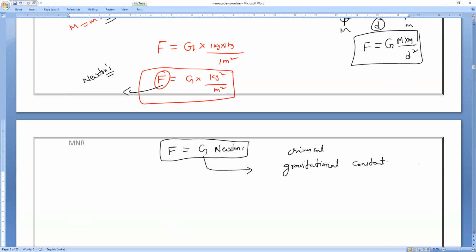Listen first. Universal gravitational constant. Are you clear, everybody? So we can say the G can be defined as, what is G? All of you check it. So G is defined as the gravitational force of attraction between two bodies.